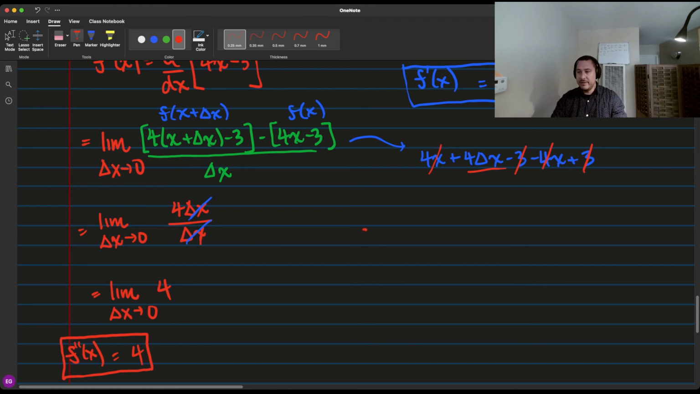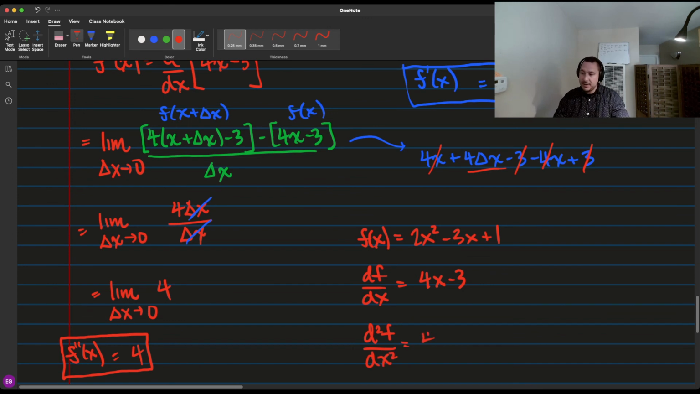Okay, so you started off with f of x equals, what was it? 2x squared minus 3x plus 1. We then calculated the first derivative, and we got 4x minus 3. And then we calculated the second derivative. Notice I'm writing it in the different notation this time. And we got the number 4.